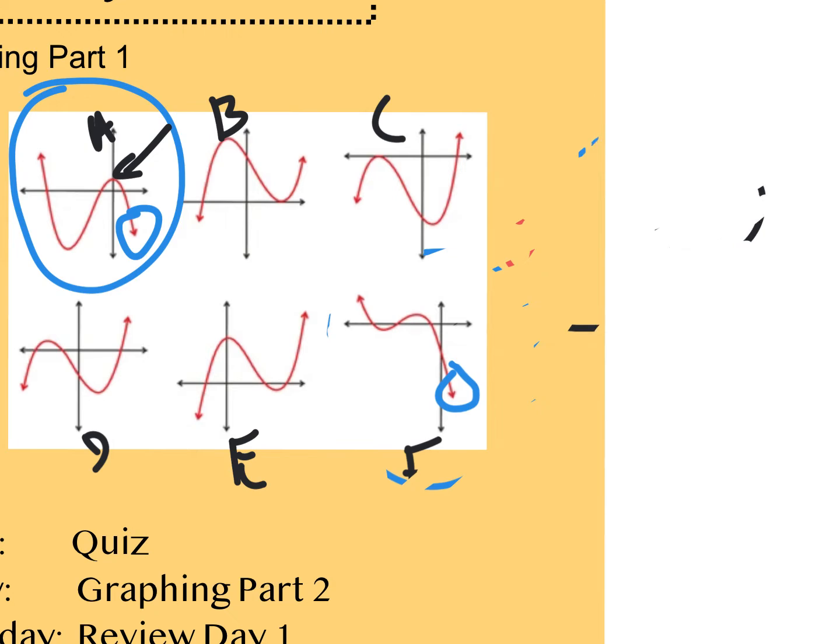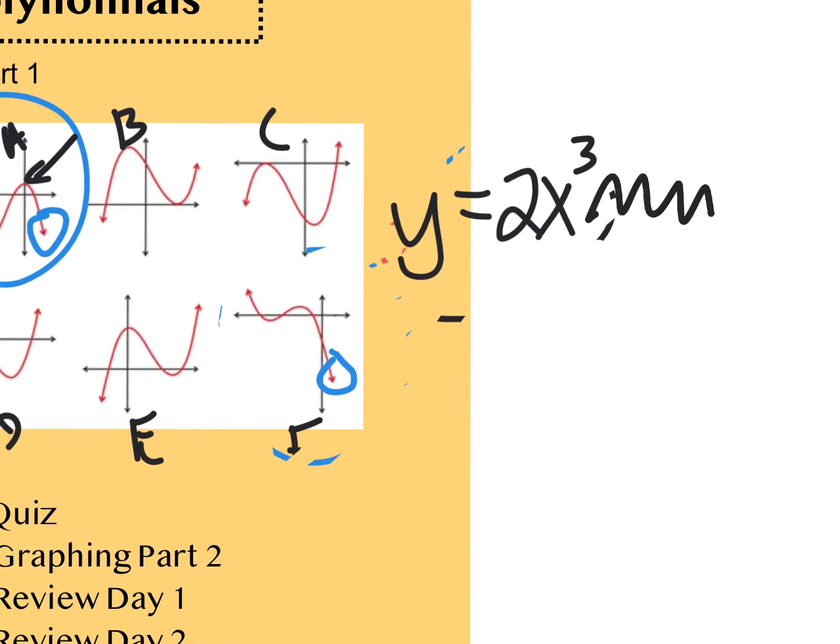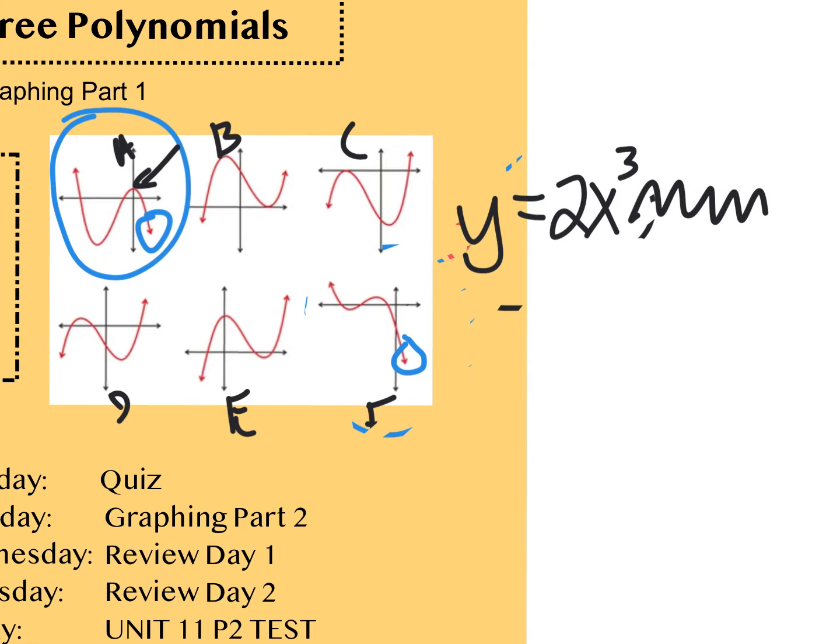Y equals x to the third again, except this time it's going to have a positive 2x to the third. And there's more stuff to it, but you don't know any more than it's positive 2x to the third. Well, then you can't know for sure which one it is, but you can narrow it down. Which ones are possibly right?